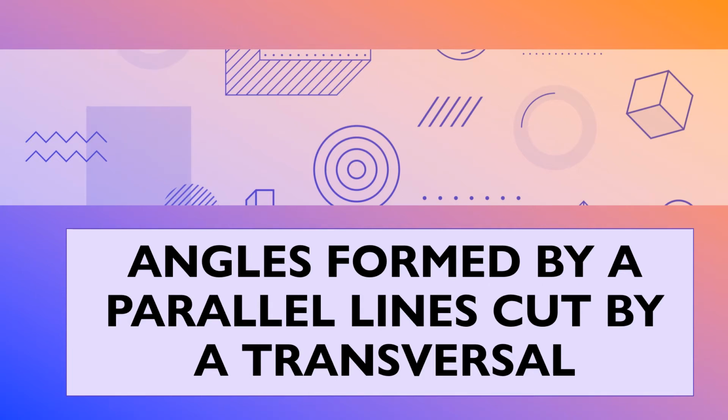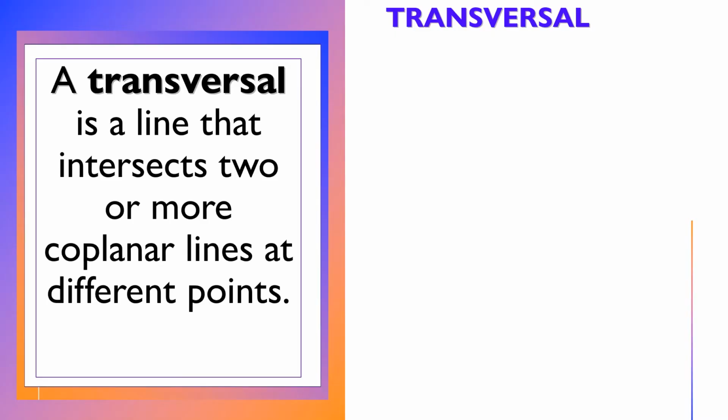In this video, we will talk about angles formed by parallel lines cut by a transversal. Our objective is to define and illustrate the angles formed by parallel lines cut by a transversal. Let us define first transversal. A transversal is a line that intersects two or more coplanar lines at different points.